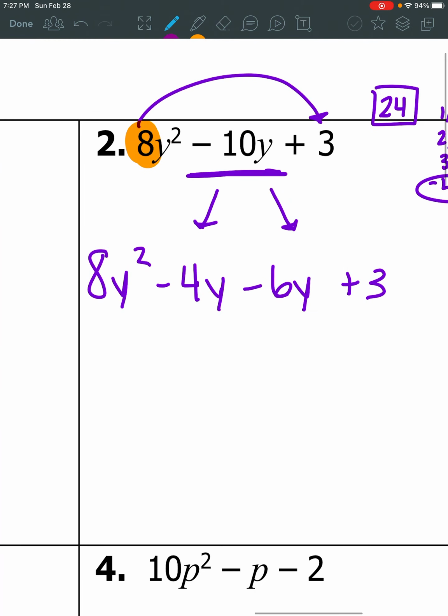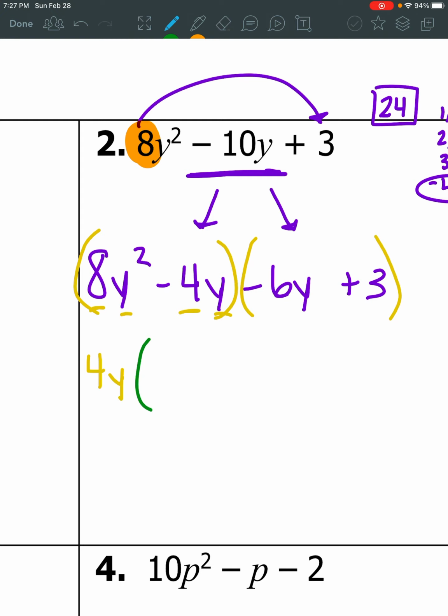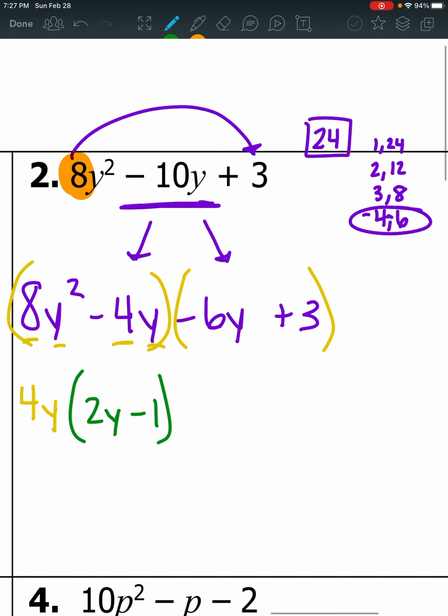So next step, we're looking for GCFs of each. So group the first 2 terms together, group the last 2 terms together. So GCF of 8 and negative 4, we get 4. The y squared, the y, so they do have a y in common. And then let's pull out 4y from each of those 2 terms. So 8y squared divided by 4y. 8 divided by 4 is 2. Y squared divided by y, so we just get y left over. Negative 4y divided by negative 4y, well, it's the same thing, so it's going to simplify to 1.